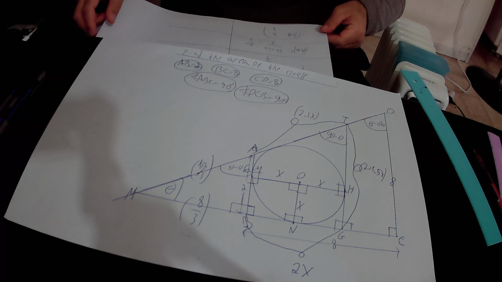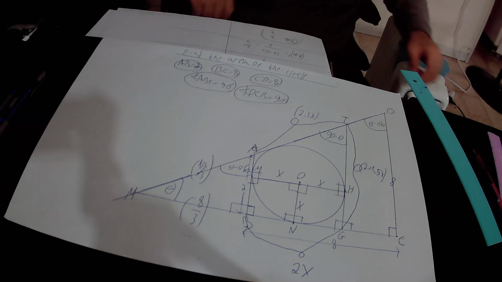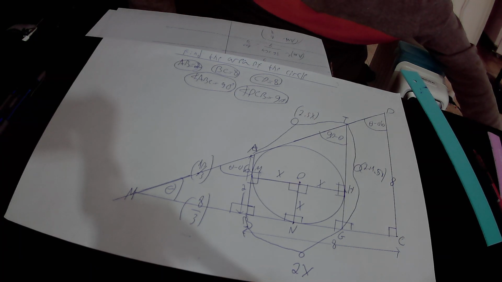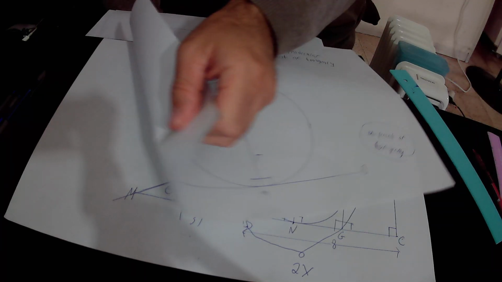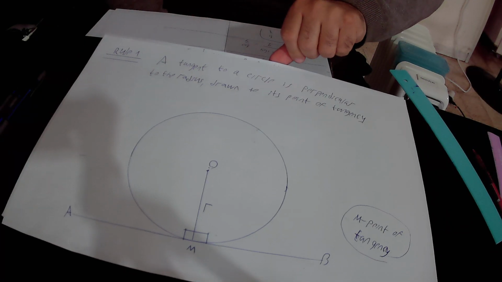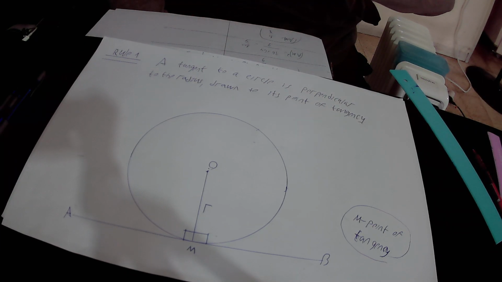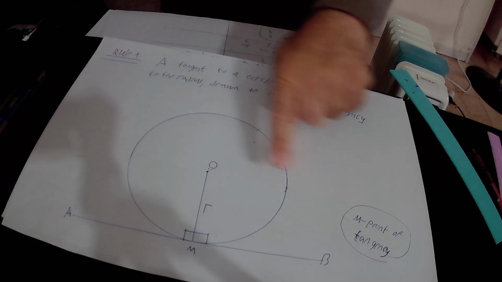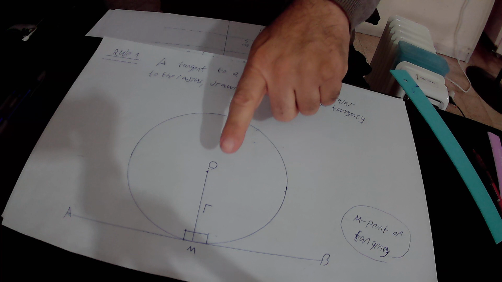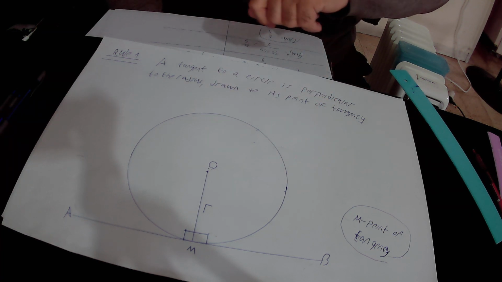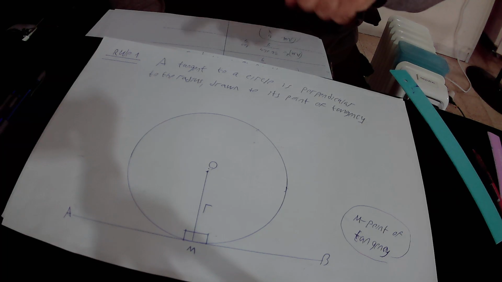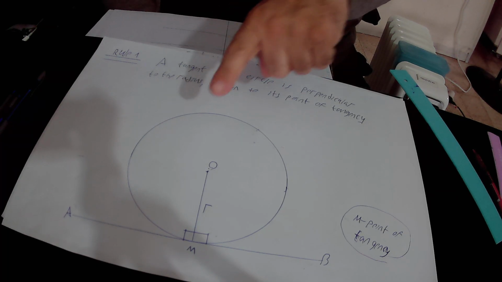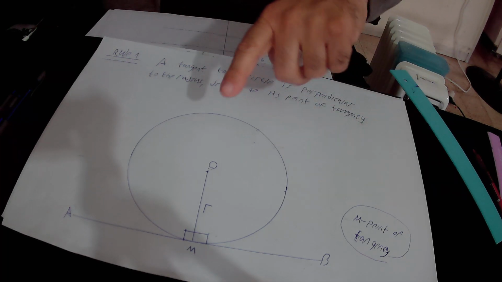Then I presented to you rule number 1, and we implemented rule number 1 in our drawing. According to rule number 1, a tangent to a circle is perpendicular to the radius drawn to its point of tangency. Here we have tangent AB that is tangent to this circle at point M, and we have the radius OM that is drawn to the point of tangency, that is to say it is drawn to point M, the point of tangency of tangent AB with this circle.